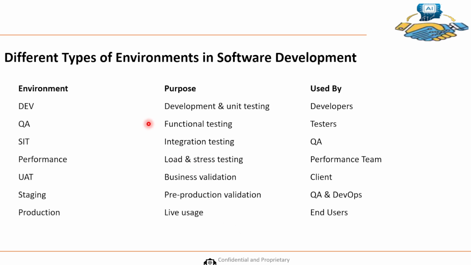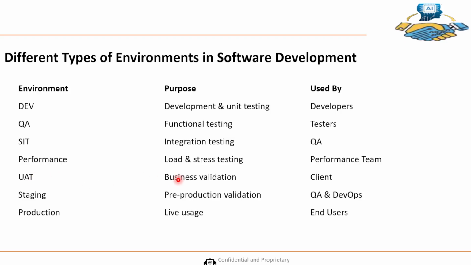Here I have quickly explained all these environments. The dev environment is for development and unit testing, and mostly developers are using it. Next is the QA environment, basically used for functional verification, and testers are involved. Then SIT, the integration testing, where mostly QA integration testers are using the API, UI, and DB things. Then next, the performance testing environment, whose main purpose is load and stress testing, and the performance team is using this environment.